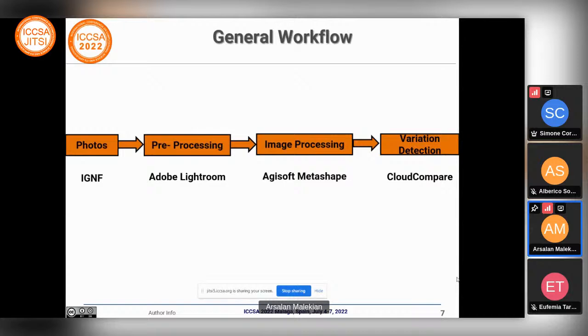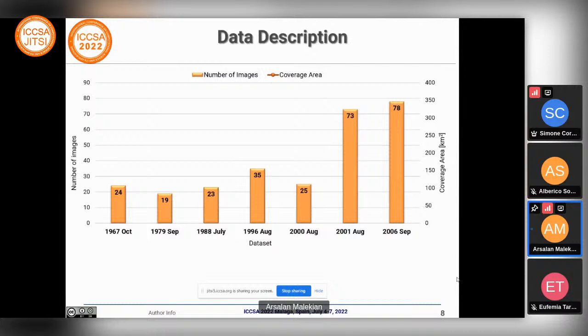So we have a different number of images of different years from 1967 to 2006 over the area, as we saw. As you can see, the number of photos is quite low, especially in older data sets, as they were obtained for purposes other than 3D surface reconstruction. The most recent data set belongs to 2006. Also, the coverage area of the photos plays an important role in the final density of the point cloud, and higher coverage area with a lower number of images, like the case we have in the 1988 data set, may lead to lower density in some parts of the 3D model.